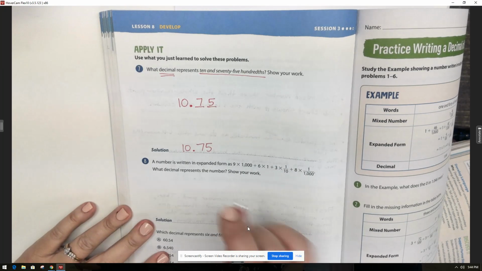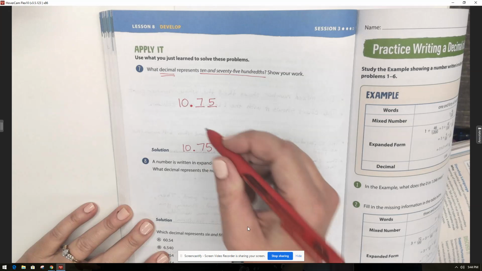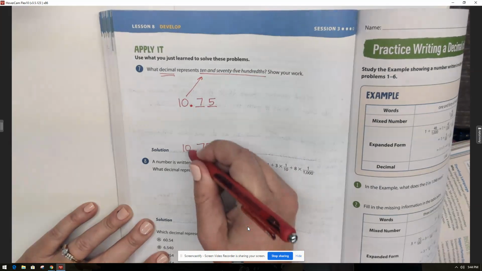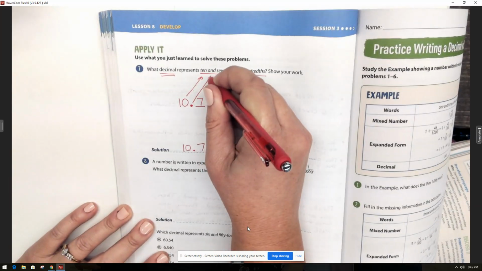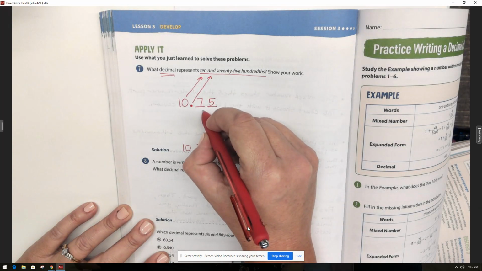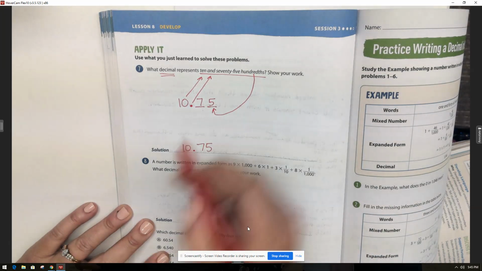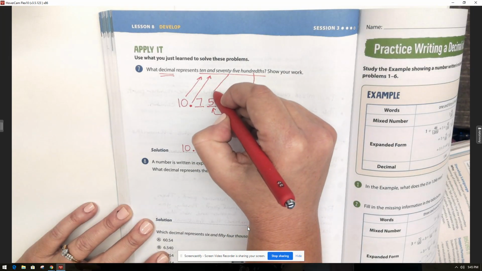Do you see how that works? We wrote the whole number. We wrote the decimal point for and. So there's the whole number. We wrote the decimal point for the and, then we knew that there were 2 place values because we knew we needed a hundredths, and then we wrote 75.